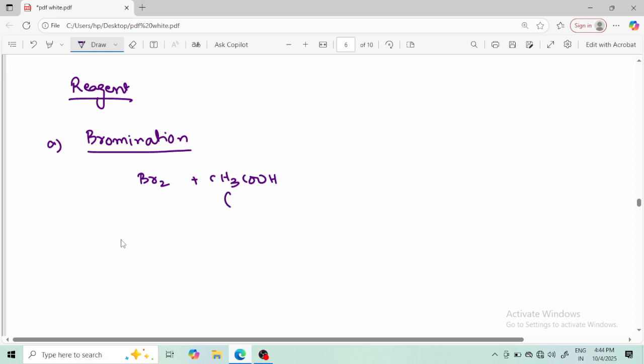So before that, let's write the reagent part. You already know if it's bromination, right? So what will be the reagent? Br2, yes or no? Clear? And then here you will use CH3COOH. This one will behave as catalyst.